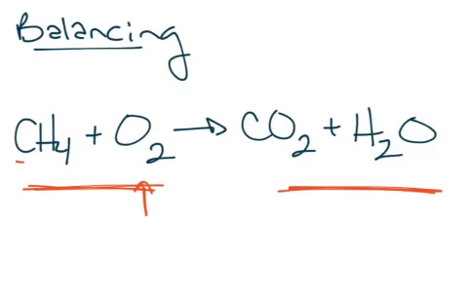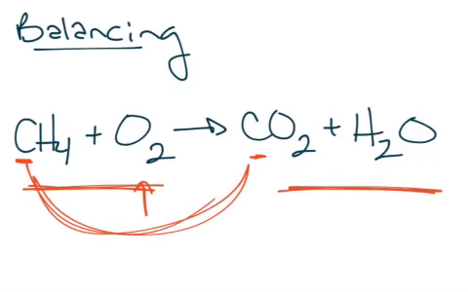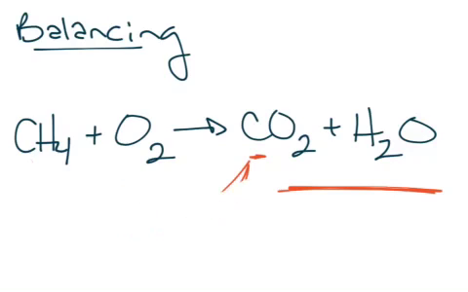So for example, this carbon atom here is a carbon atom on the left and on the right, but its properties are different based on who it's bonded to. On the left it's bonded to hydrogen, on the right it's bonded to oxygen, but it is still an atom of carbon. The way that we fix this problem, to represent that all of the atoms on the left and the right exist before and after the reaction, is what we call balancing.